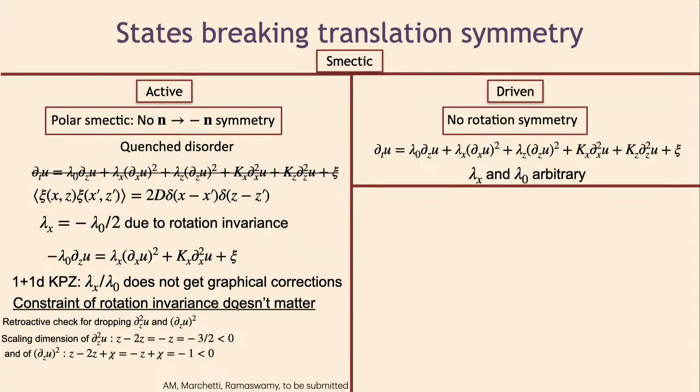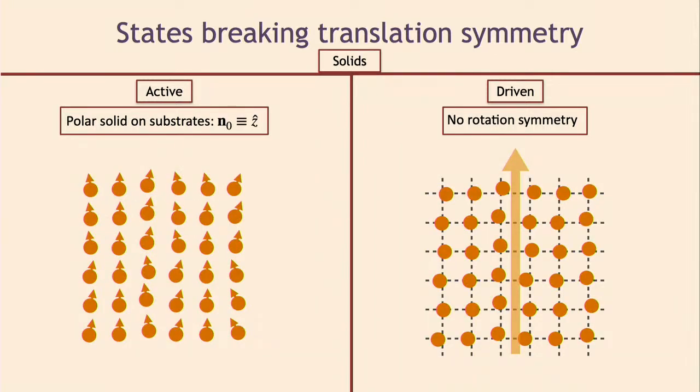So I have shown you that a driven smectic and a polar active smectic are equivalent both in the presence of annealed noise and in the presence of quenched noise. Okay? Now let's go to a solid. Okay. So you can have a polar solid, a crystalline state in which every particle is a polar particle and it's moving in the direction it's pointing in.